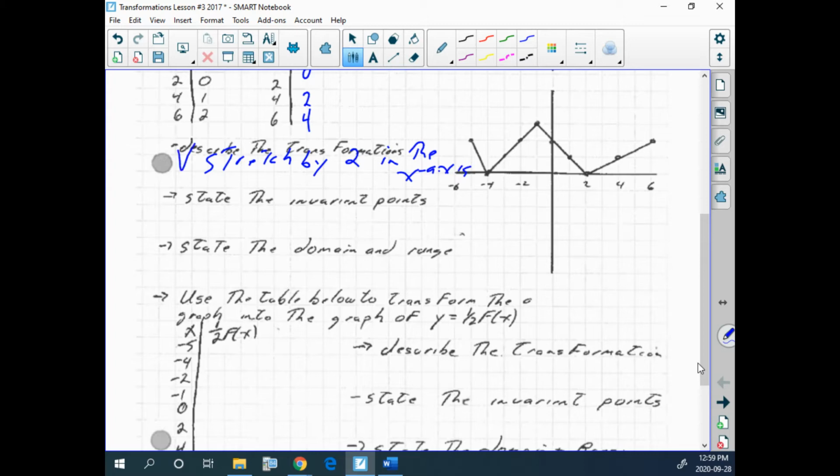We have 2 invariant points. We have (-4, 0) and (2, 0) as invariant points. They stay the same. The domain is going to stay the same. It went from -5 to 6, inclusive. The range is what changed. In the original graph, it was 0 to 3. In this graph, it's 0 to 6.